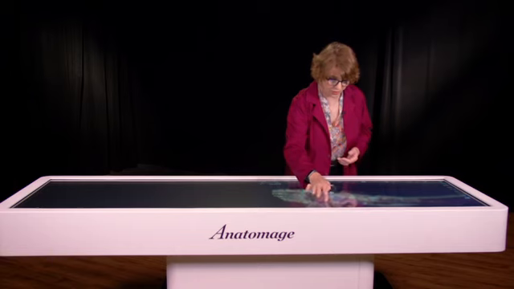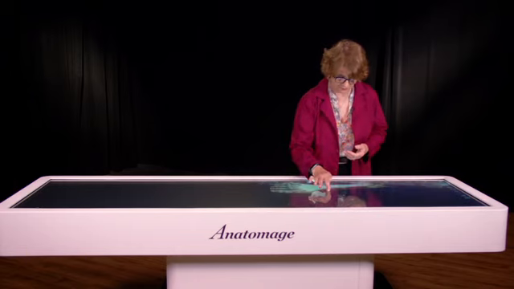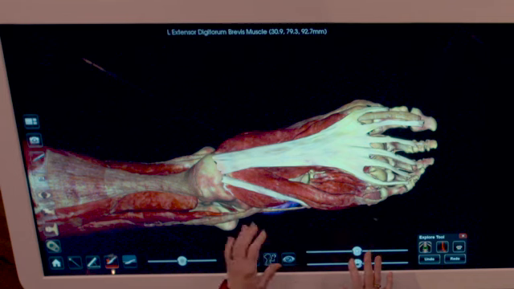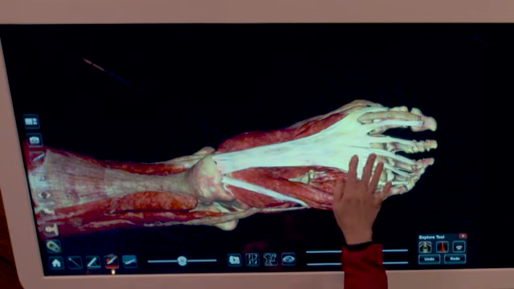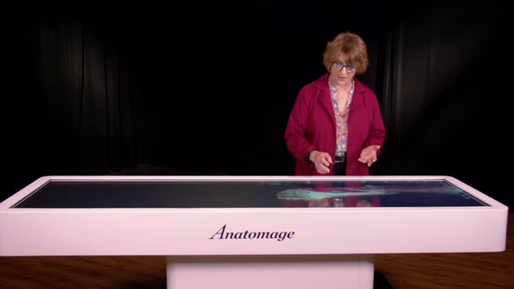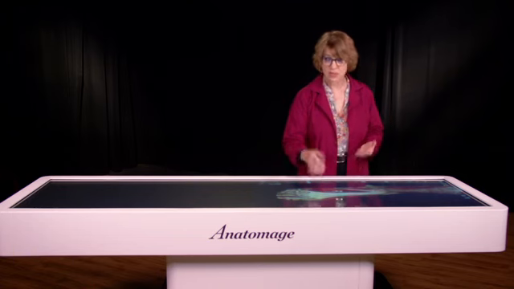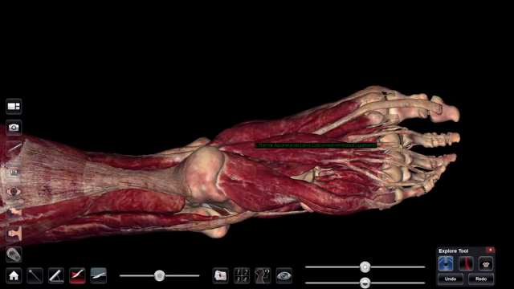If we turn over to the plantar surface, now we can take a look at the complexity of the plantar surface of the foot. We'll start by looking at the plantar aponeurosis. Remember, an aponeurosis is a broad, flat tendon, and this is where some people get plantar fasciitis. If we remove that, we can see the first layer of muscles.